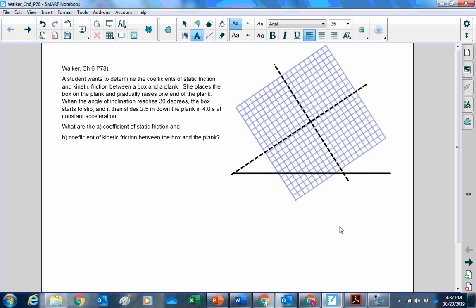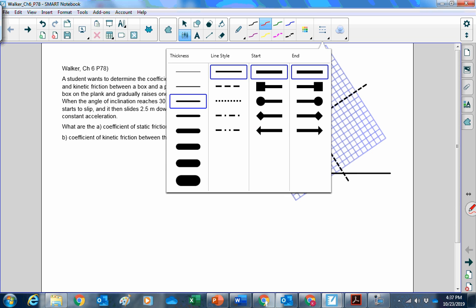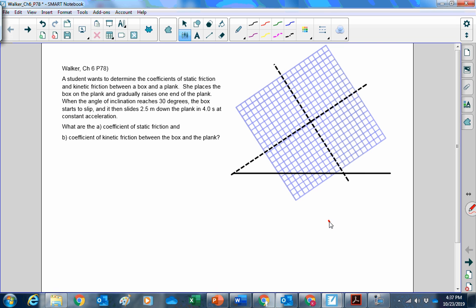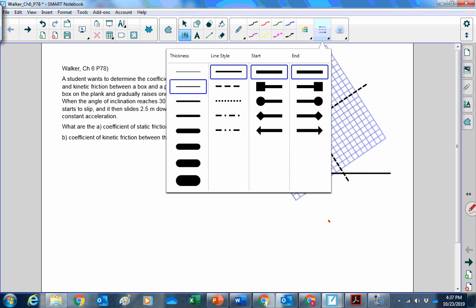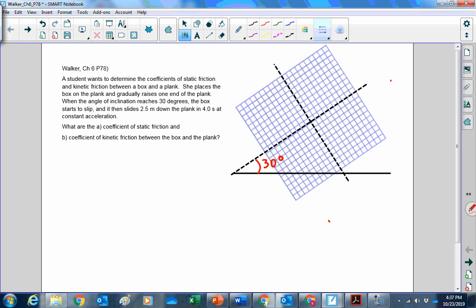So in part A, we're going to try to use just the degrees actually to find the coefficient of static friction, which is pretty cool. And that's all you need to find it. As we draw our picture here, on the free body diagram, we've got the crate here on the ramp. This is 30 degrees. And let's imagine we have the box here.